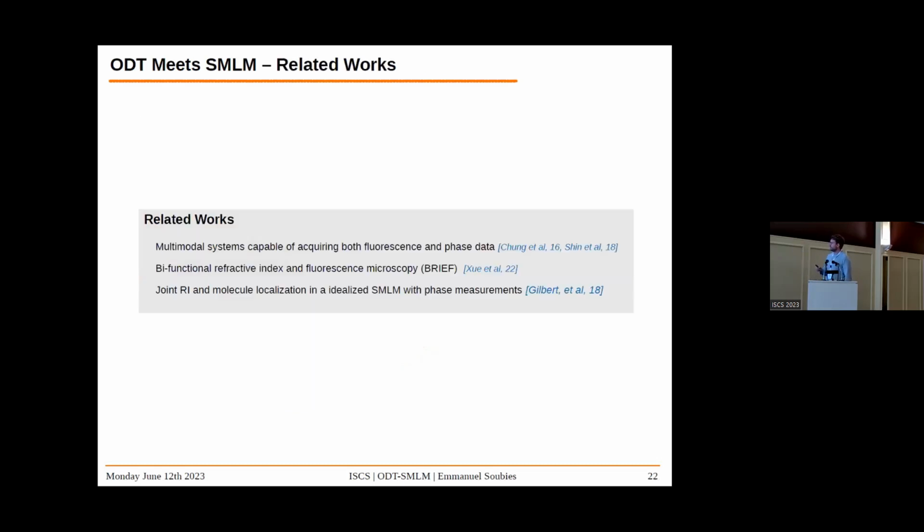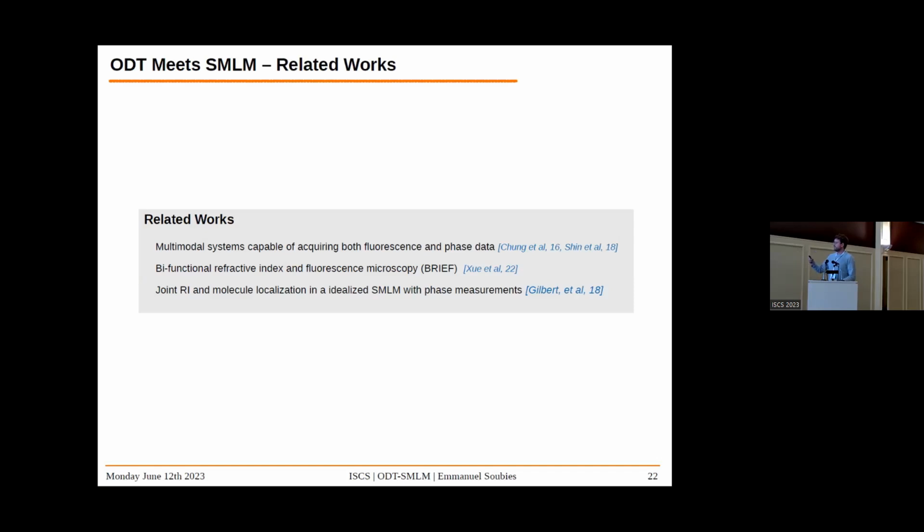So there is little related work. The first is that there have been some systems designed to acquire both fluorescence and phase data. In this case, you need a complex setup, and you have these two kinds of information. The brief method that has been proposed is very similar to what I will present here, except that the way of acquiring the data is a bit different.